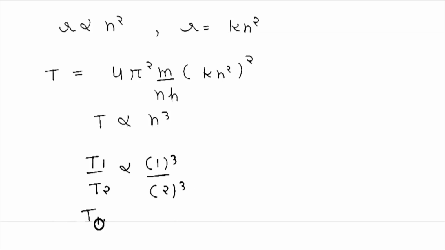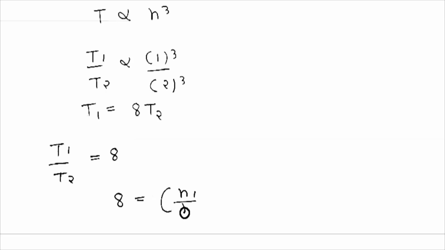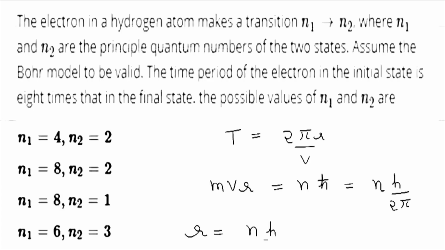So T1 is equal to 8 times T2, and T1 by T2 is equal to 8. So 8 is equal to (n1 by n2) to the cube. So n1 by n2 is equal to 2, so n1 is equal to 2 n2. By this relation, n1 equals 2 n2, the correct options are this and this.